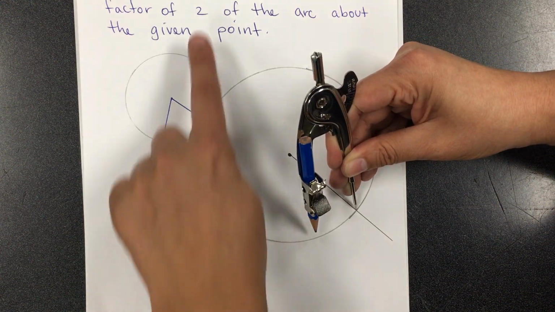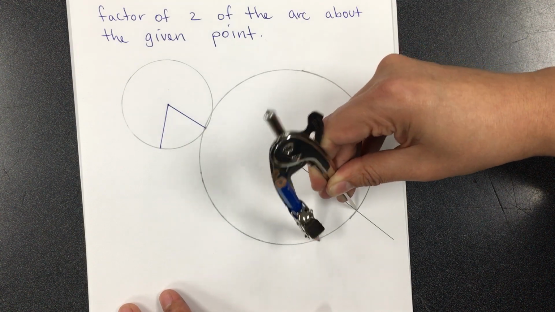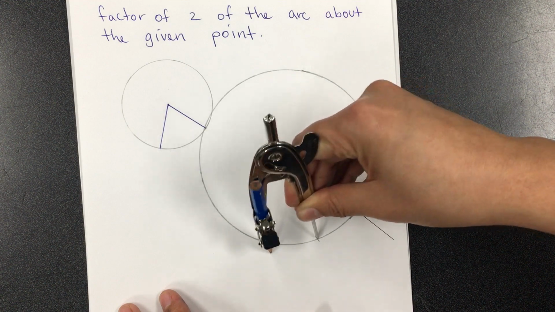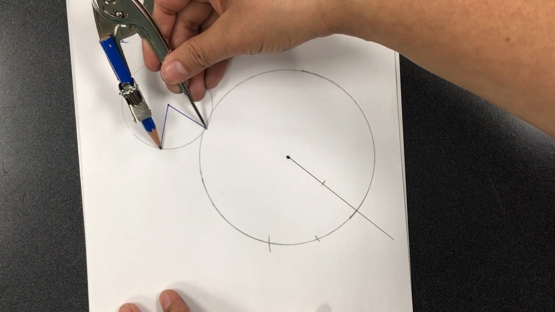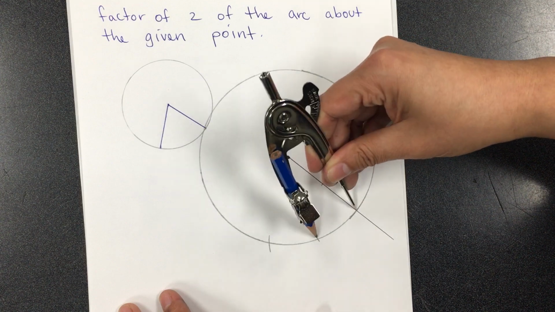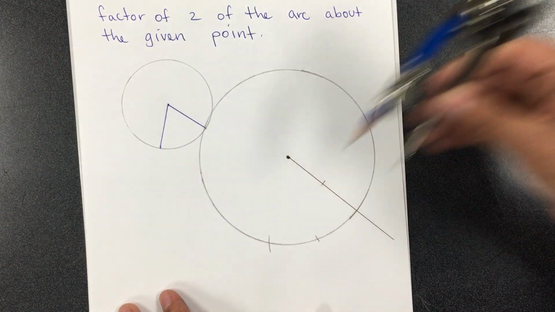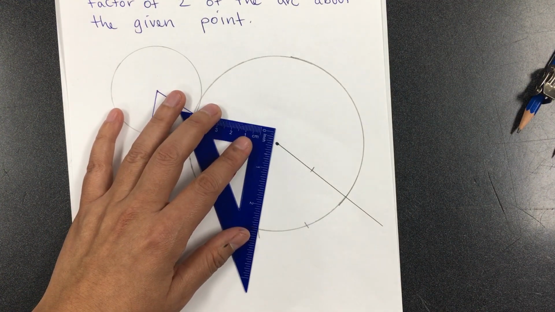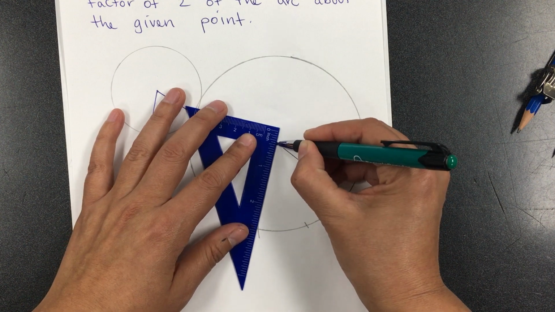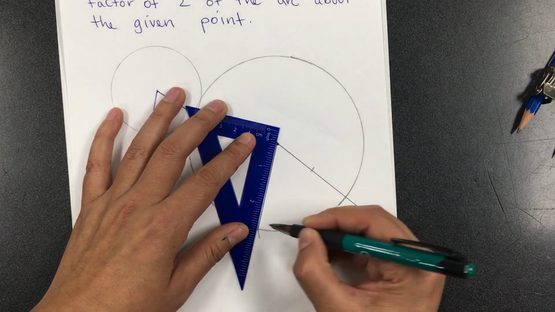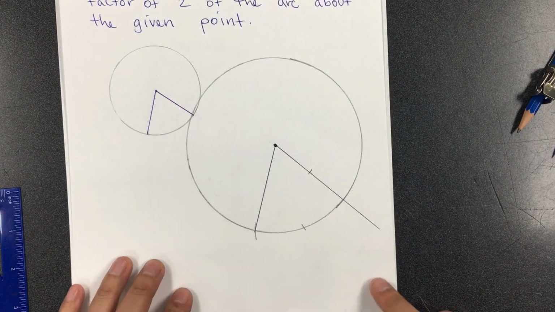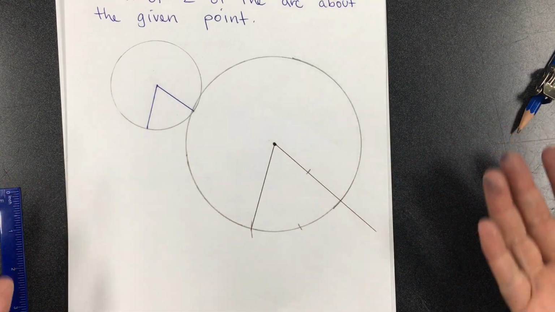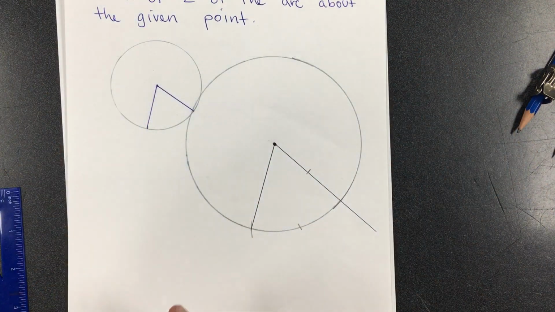How many times? It says factor of 2. So 1, then take that marking 2 times, okay? With the openness of here, do it once, then there, and twice. And with your straight edge, you're going to draw the second radius, okay? And in here, you can see that this is little Pac-Man and this is the big Pac-Man, okay? So you notice that it's just an enlargement. It has the same shape.